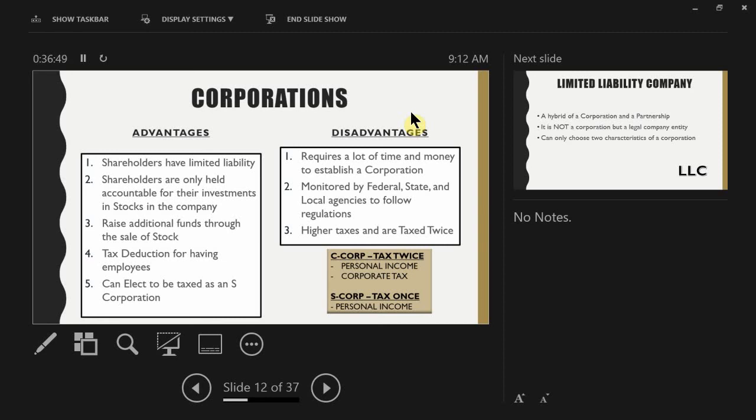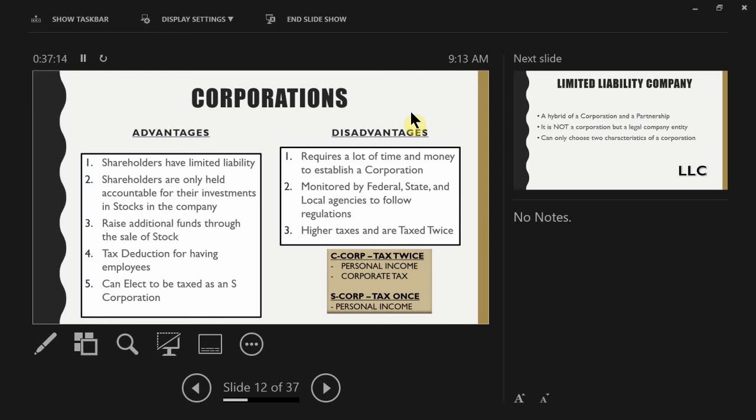So when we're looking at an advantage, you're only limited to what you invest. So if it's $1 for a stock and I buy one of them, you're only limited to that $1. So you could potentially lose that dollar, or you could actually gain money out of it. Okay, so that's a good advantage.